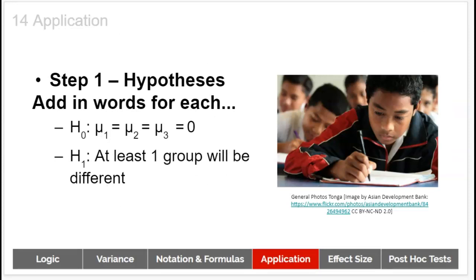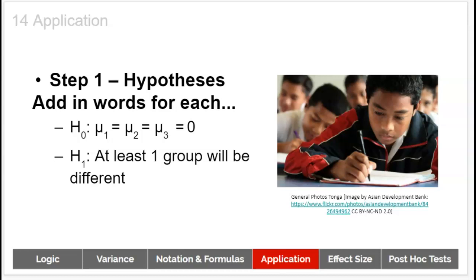So for step 1, your hypotheses, again, we can only use math for the null because this is an omnibus test. So this is what it might look like. Again, for context, I want you to be specific: there's no differences in problem solving depending on the room temperature, and then at least one group will be different in problem solving, comparing room temperature. Again, bringing in specific context from the problem.